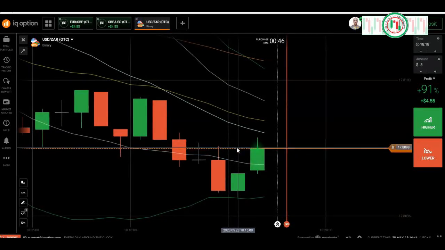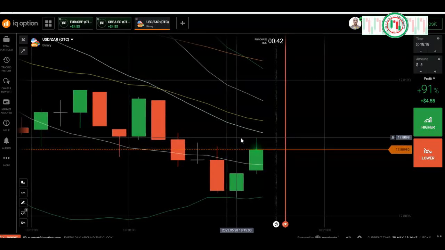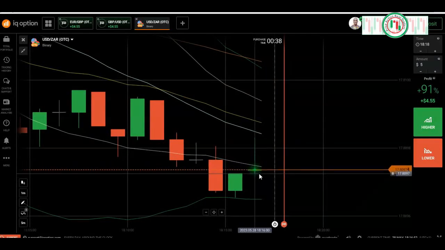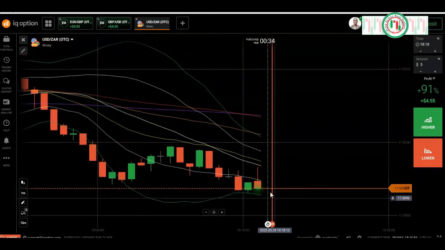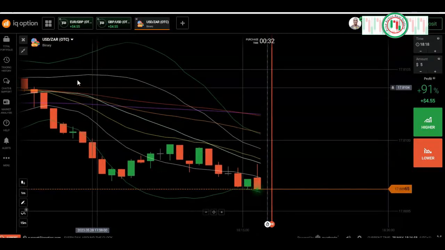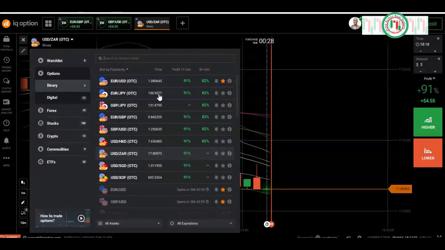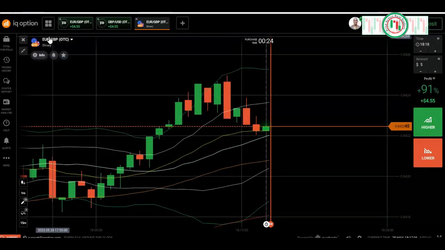So after this candle, I'm expecting market to go down because market has rejected from this zone here, but market is going below. You see market is going down. See, so no problem. Let me change this one. Not convinced.